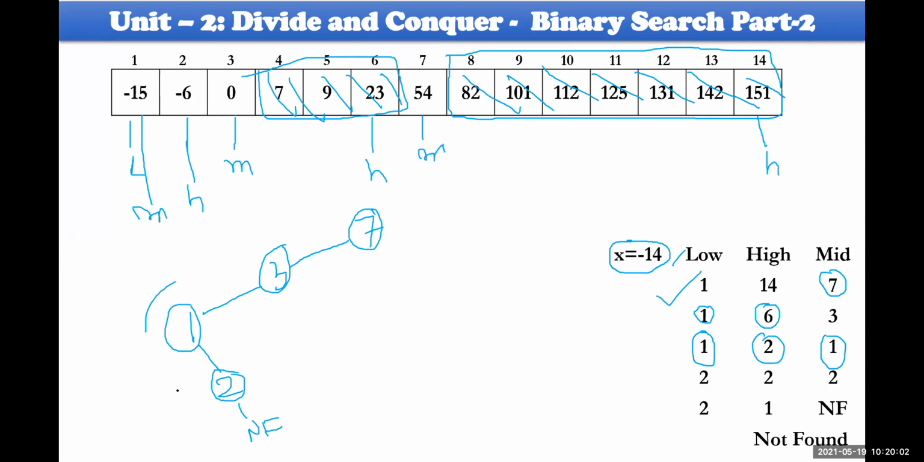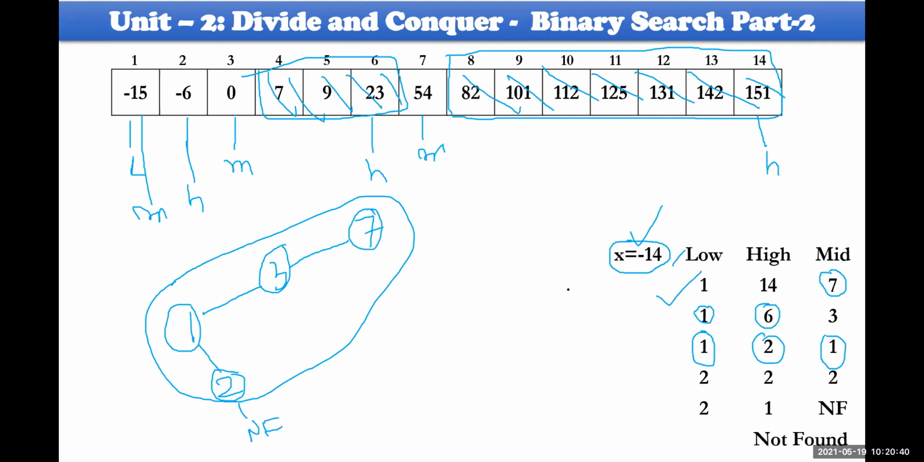This is the decision tree for the element being searched in this given list of elements. For example, we take minus 14. Minus 14 does not really exist within the list of elements. By taking the first mid as 7, the second mid as 3, the third mid as 1, followed by the fourth mid as 2, high, low, and mid have all identified the same element. Therefore, it could not be identified, so the search is unsuccessful or the element is not found.